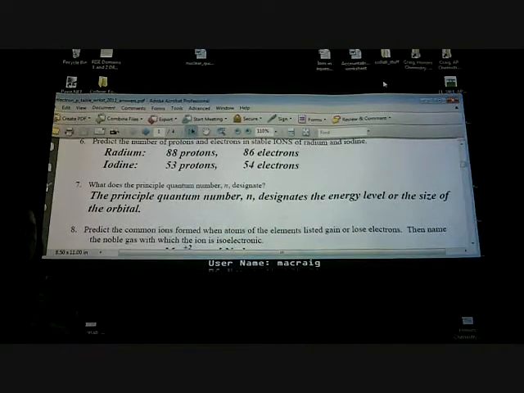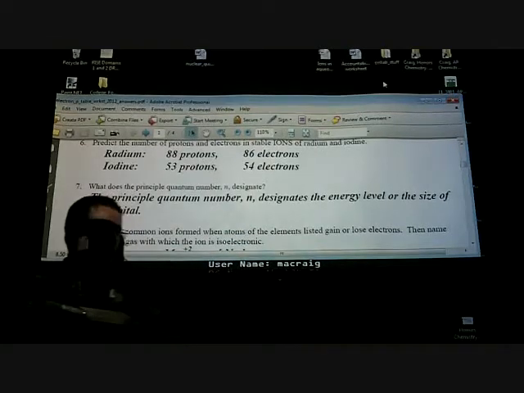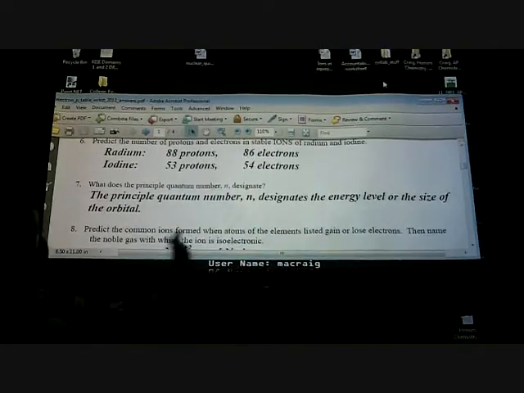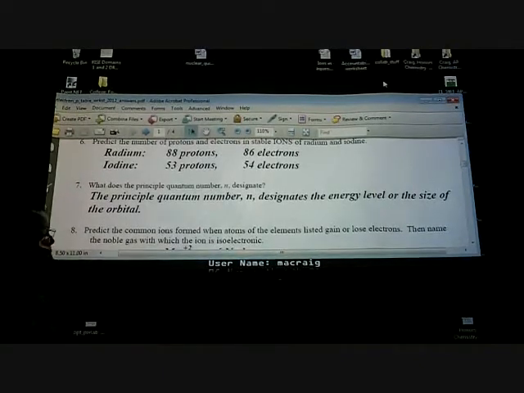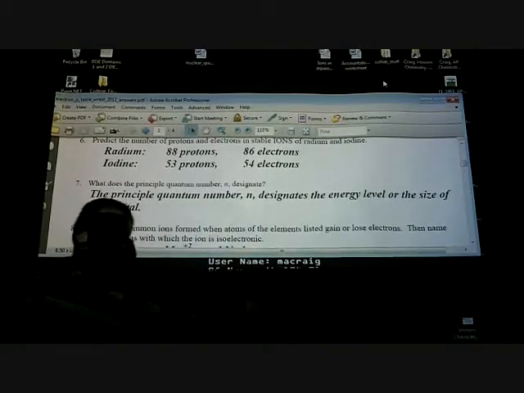What does isoelectronic mean? The same electron configuration. Very good. And I will not ask you for anything other than being isoelectronic with another noble gas. So we're always going to go with the same electron configuration as the nearest noble gas.